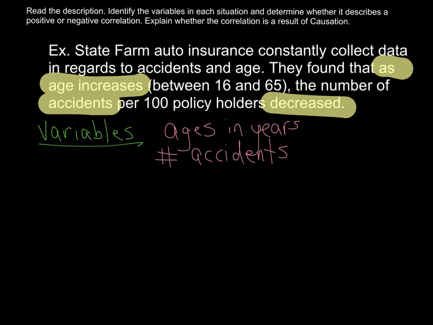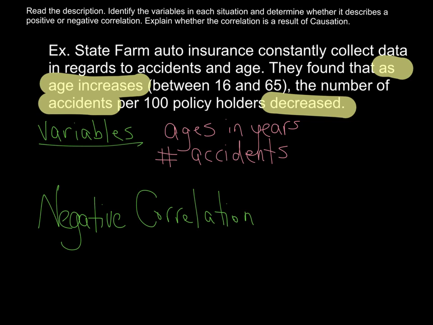So again, to determine correlation, I highlighted in yellow. It says, as age increases, accidents decreased. So this has a negative correlation. So even though we know that this is what's going on, causation is possible, but again, we can't say for sure, so it's just a possibility.